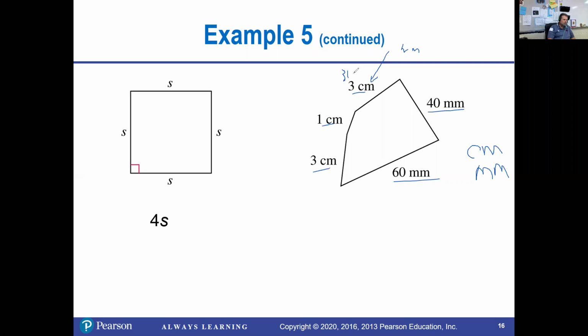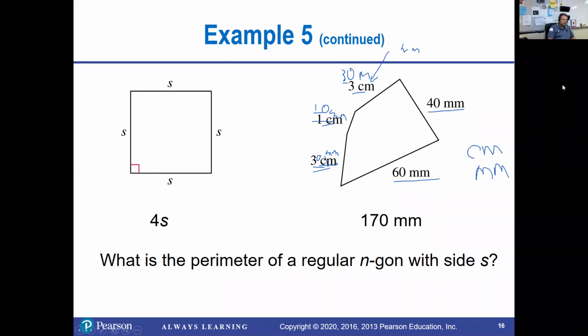So this would be 30 millimeters. This would be 10 millimeters. And this is also 30 millimeters. So then I have 10 plus 30 plus 30, that's 70. 40 is 110, that's 170. So that would be 170 millimeters, which could also be known as 17 centimeters. Okay.